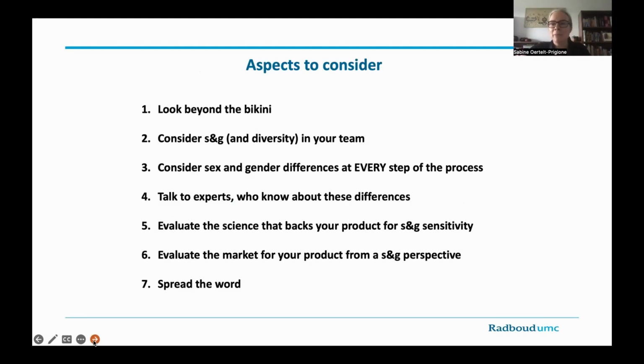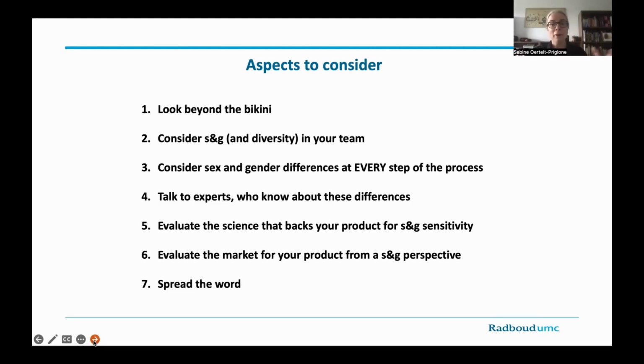And with that, I have some aspects to consider before I finish, and I would like to leave with you. Well, first of all, look beyond the bikini. And what that means is really when we look at healthcare, we cannot stop at the obvious differences. We need to consider the fact that there might be differences in all organs of the body and that they might affect all kinds of healthcare interactions. You should consider sex and gender and diversity in your team, because research has shown that diverse teams take these aspects, sex and gender especially, more into consideration, and also a number of other aspects.